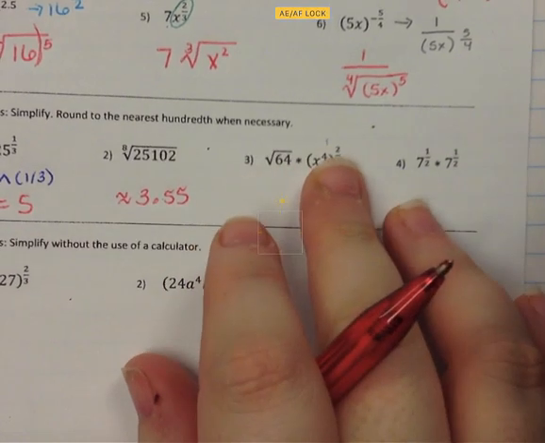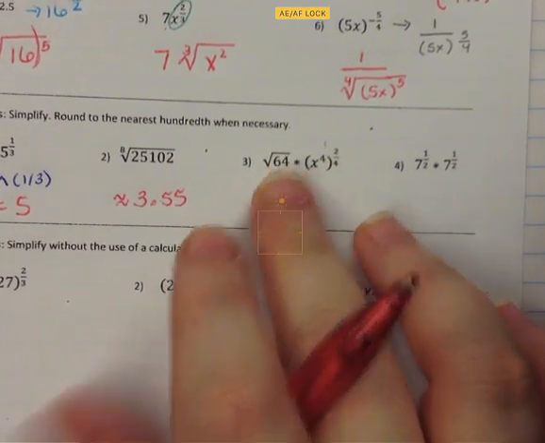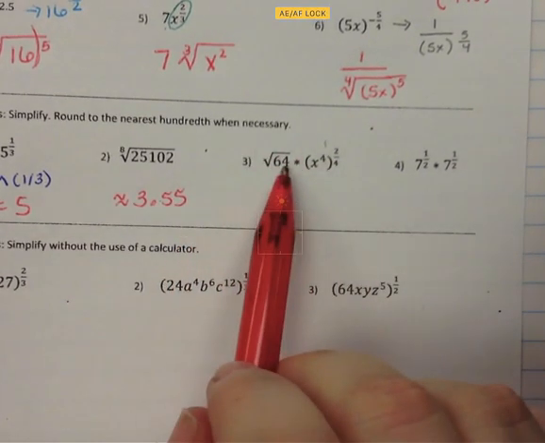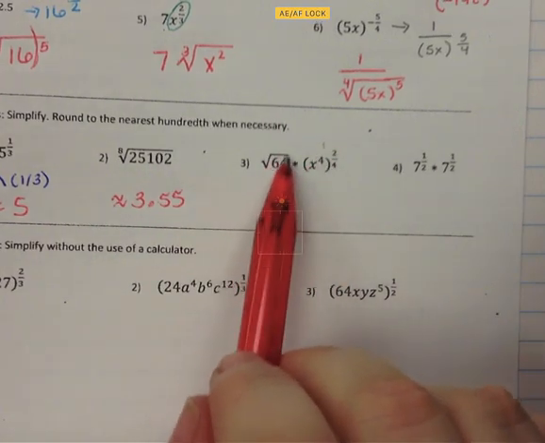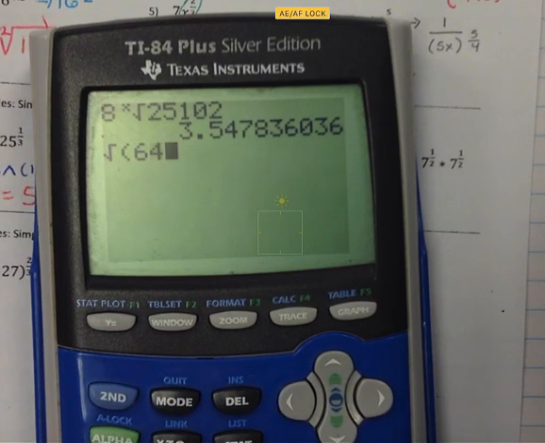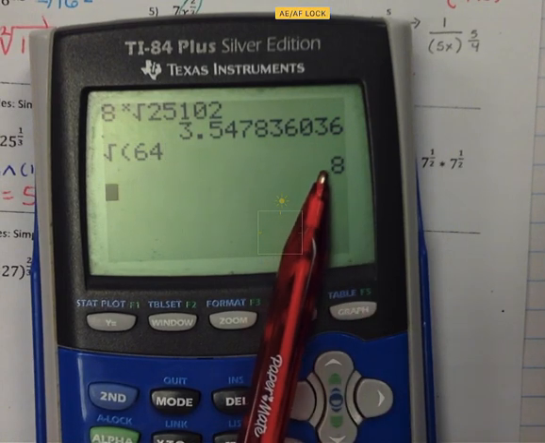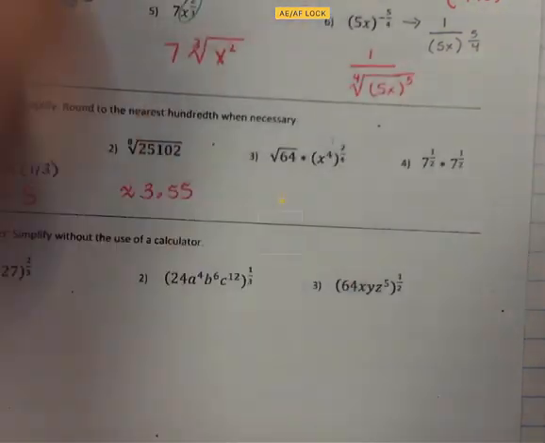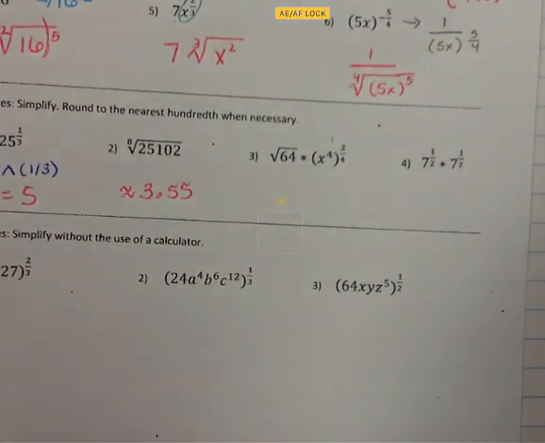On part 3, we are simplifying multiple things. So don't do it as one huge problem because we have numbers and letters. So focus on the numbers first. The square root of 64 is 8. Not the square root of 8, it's 8. So we put 8.